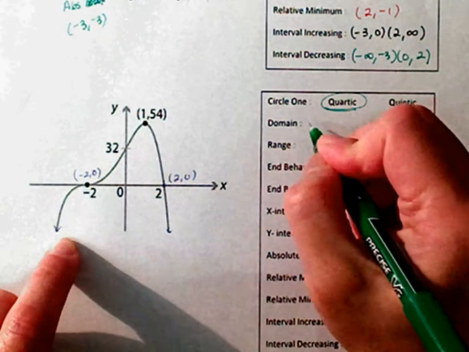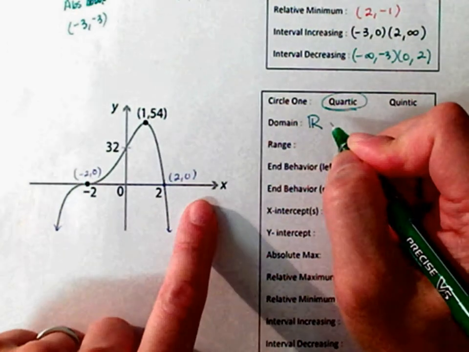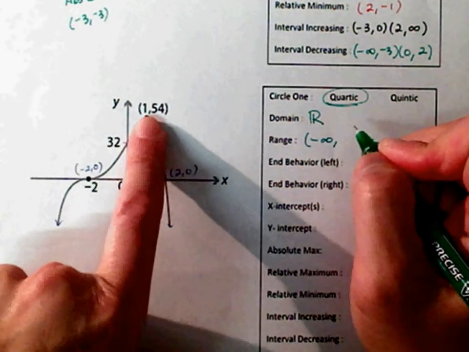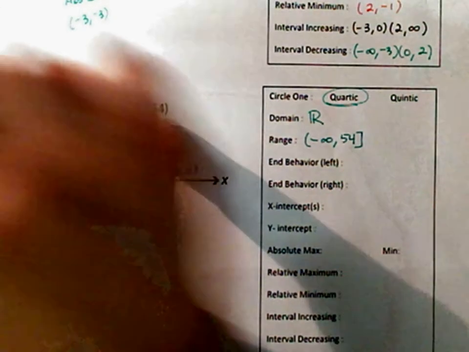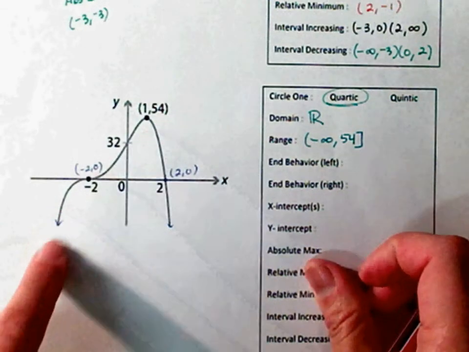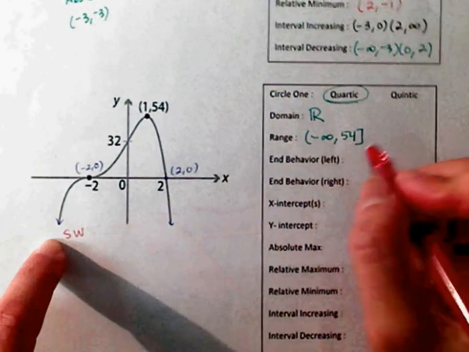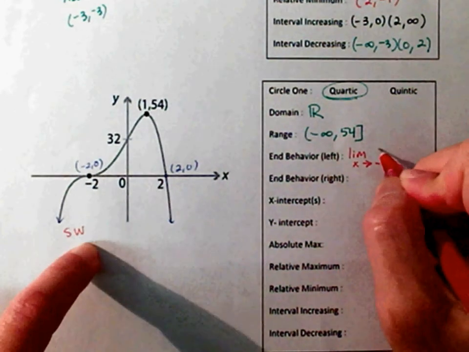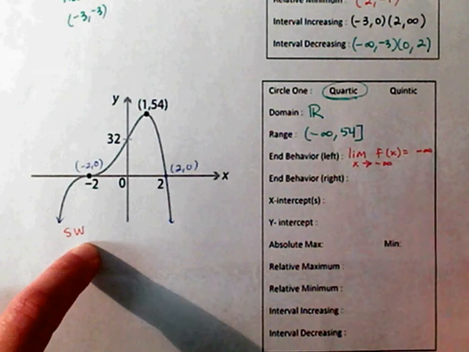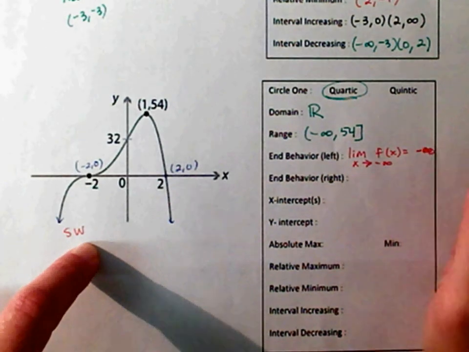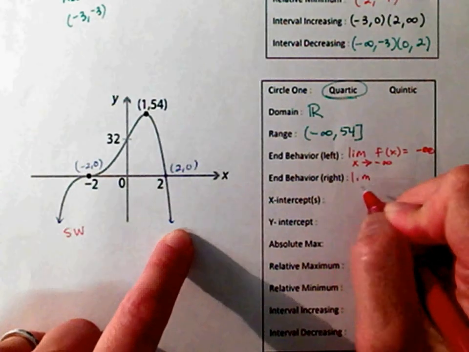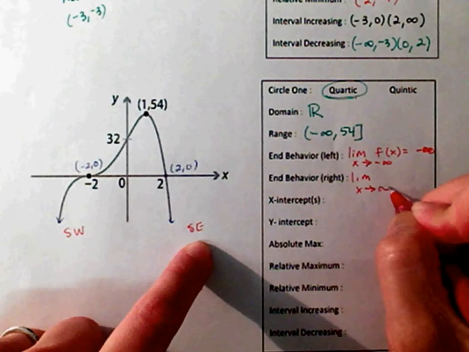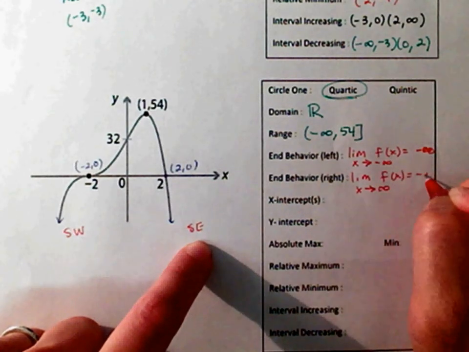Your domain, far left to far right. Your range, starting at negative infinity, stopping at 54. Your end behavior, here's your left. This one is heading southwest. Limit of x is approaching west, which is negative infinity. It is going south. Okay? The right-hand side, your limit, this time you're going southeast. As you're heading east, which is positive, you are heading down. So that's negative infinity.